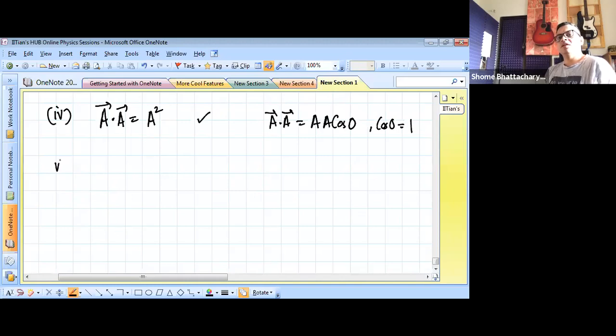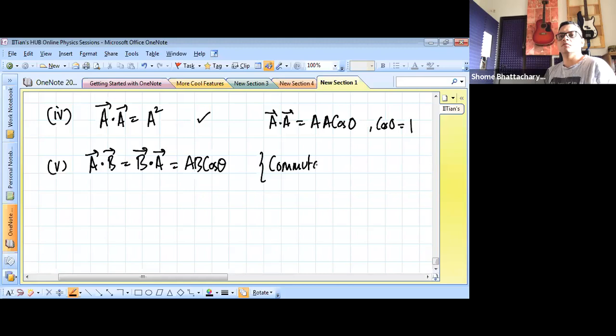Okay. Next, A dot B is the same thing as B dot A. It's the same thing as AB cos theta. So whether you write this as B into A into cos theta or A into B into cos theta, it makes no difference. Okay. So this is called the commutative property. Like scalar multiplication or like addition for that matter, it is commutative. A plus B is equal to B plus A. Like that, A dot B is equal to B dot A.